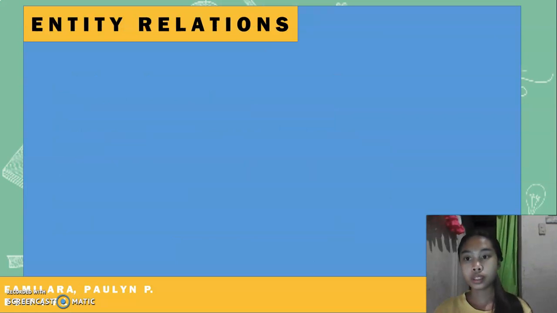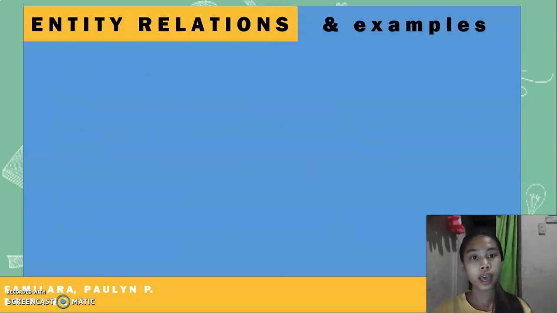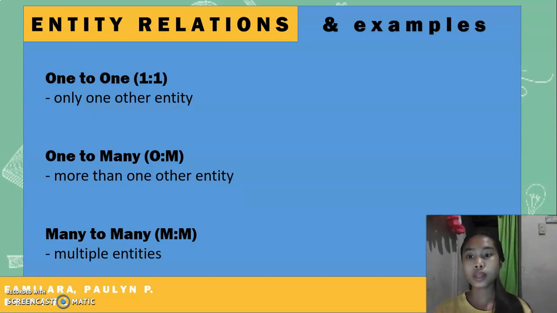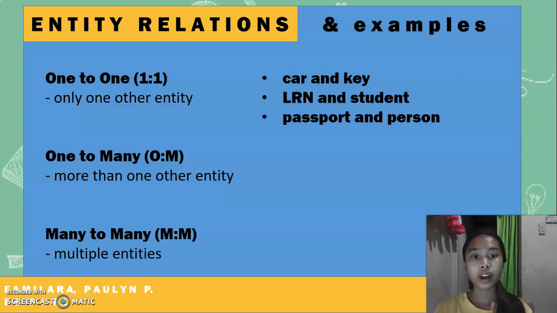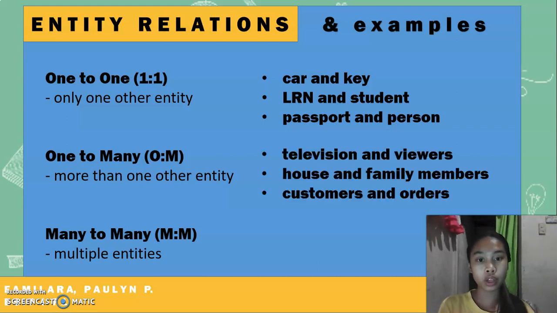So move on. The entity relations and examples. First is the one-to-one, which is only one other entity, which is one should be in this one only. Parang one-to-one nga siya. Then one-to-many, more than one other entity, and many-to-many, multiple entities. And these are the examples of one-to-one. Car and key, which is the car must have one key. An LRN should be for one student, and the passport for one person only.